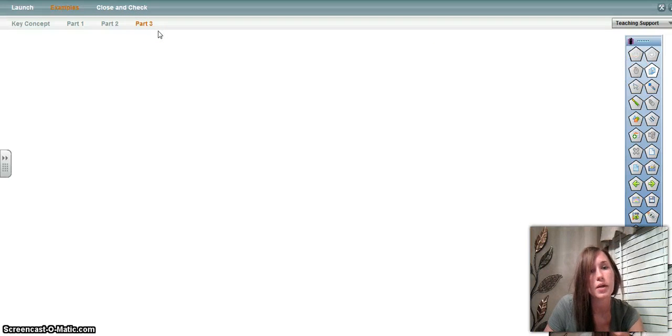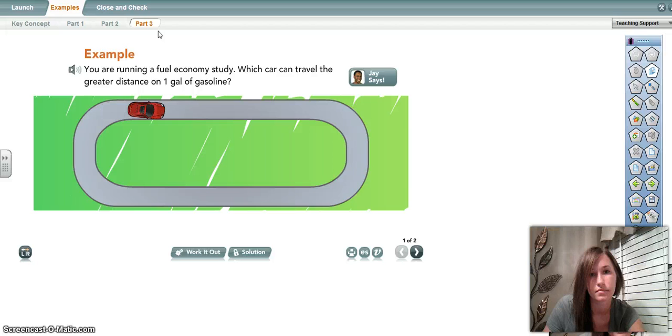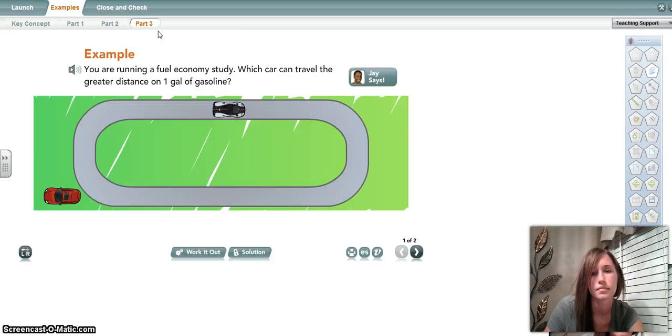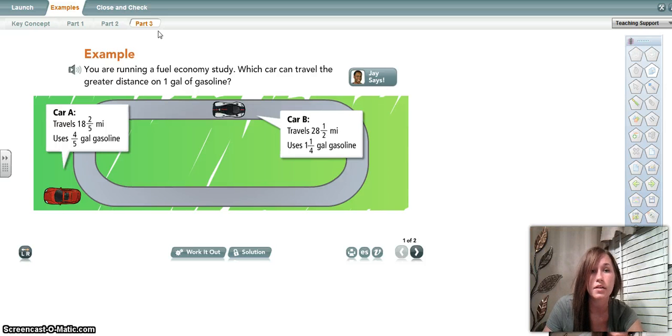All right, on to the last part. When discussing unit rates earlier in this topic, we learned about how they can be really helpful to compare things. Here we have 2 cars with different information, but it's hard to compare which one's going faster because they're both using a different amount of gas and going a different distance. So we want to see which car can travel the greater distance on 1 gallon of gasoline. So we want to find the unit rate for each car.